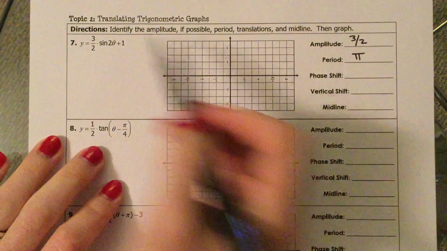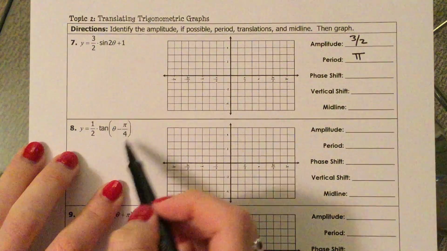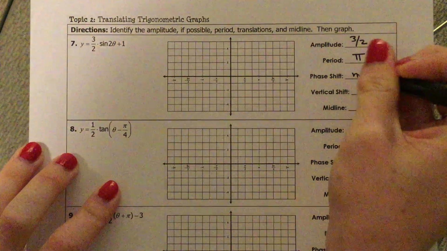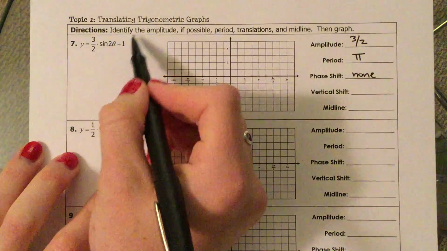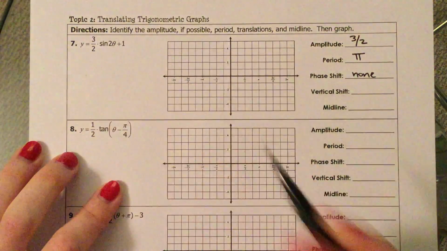So phase shifts are pretty easy to spot. If you have parentheses, you don't have parentheses here. Notice this is what it should look like if you do have a phase shift. You don't have that here. So there's no movement left or right. You do have a vertical shift though. A vertical shift is always spotted by seeing a constant that's completely by itself and not in parentheses.